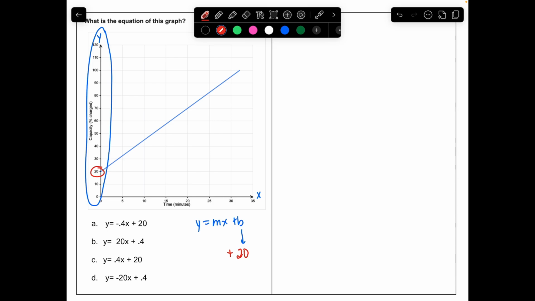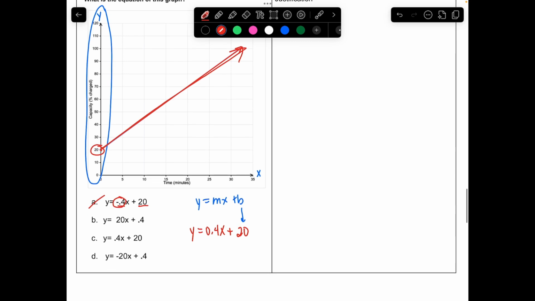Now we have to figure out the slope. Okay, well, what's the other number here, really? We only have 20 and 0.4. Now let's look at the slope. Is it going up or down, right? This is what you guys missed on your first test. This is clearly going up, right? So that means it's going to be a positive slope. Positive slope. So which one is the other number? 0.4. Okay, y equals. So can it be the first one? No, because it's negative.